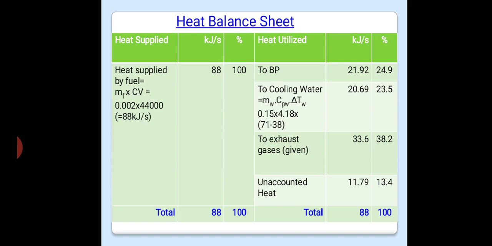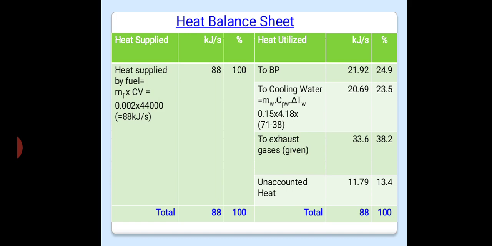Now how this heat is utilized, we are going to calculate the heat utilization. First, the BP, that means brake power. Brake power we have calculated previously, so we got 21.92 in kilojoule per second and percentage wise 24.9.